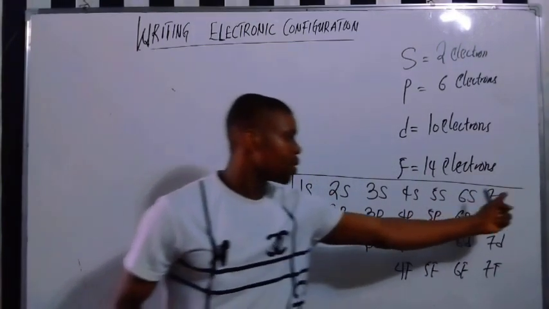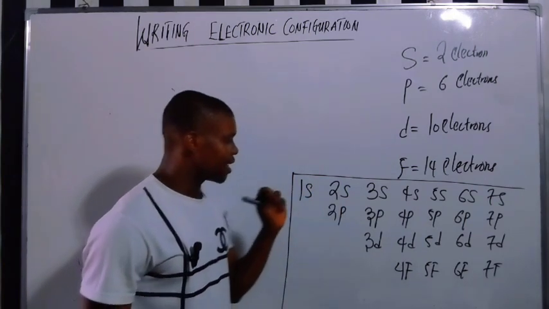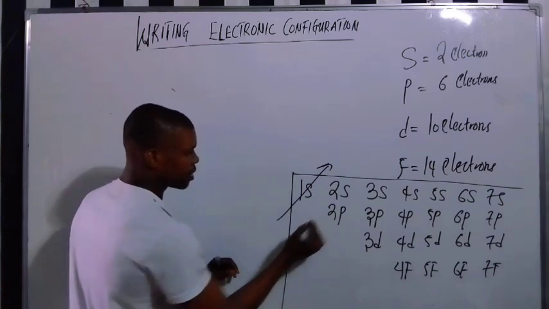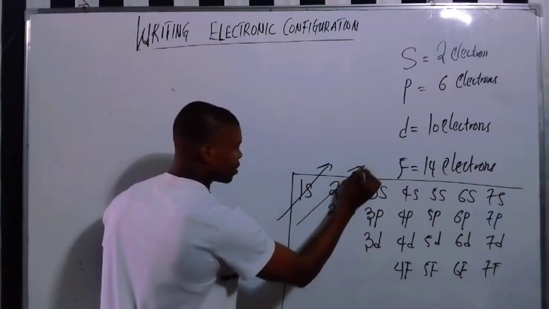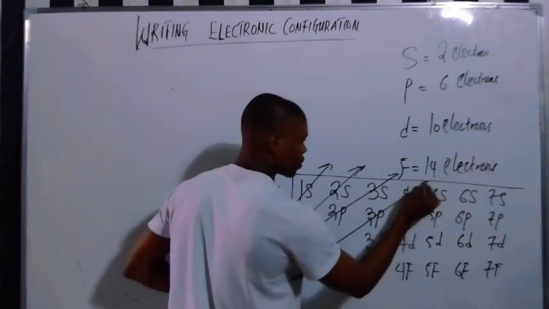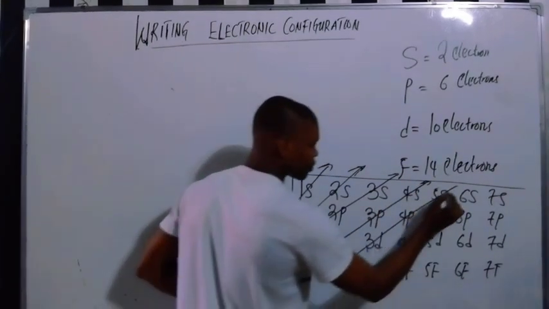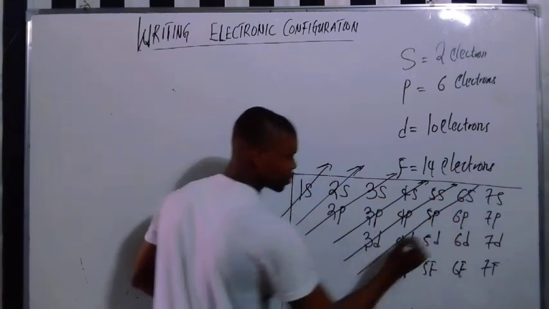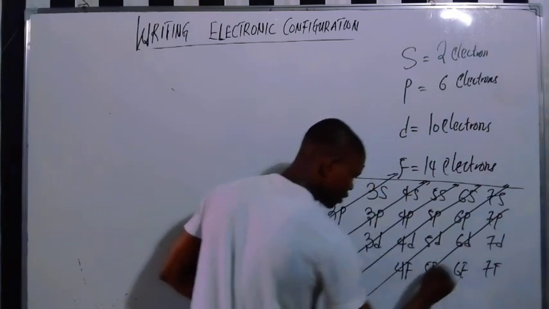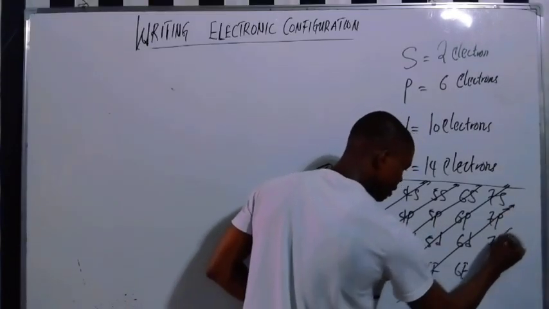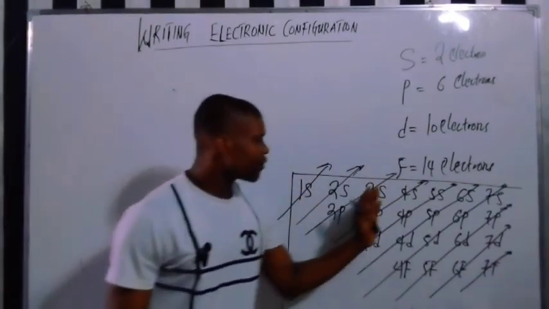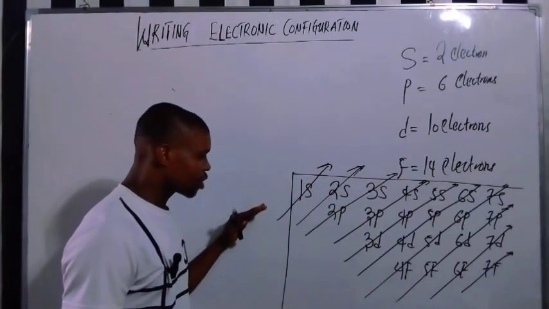Now, I believe everybody should be able to do something like this. After you have done that, what you want to do is draw an arrow like this. Draw the arrow like this. Then draw this arrow here. Then this arrow, then this arrow, then this arrow, then this arrow, then this arrow, then this arrow. Can you see that? Now, after you have done this, can you see the direction of the arrow?